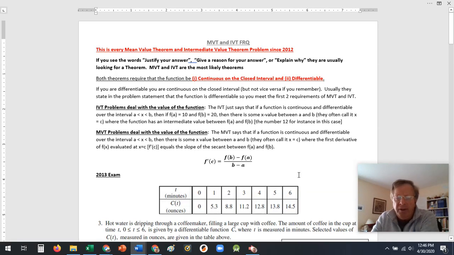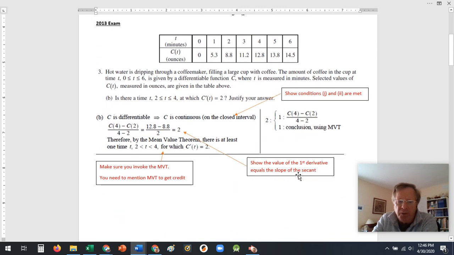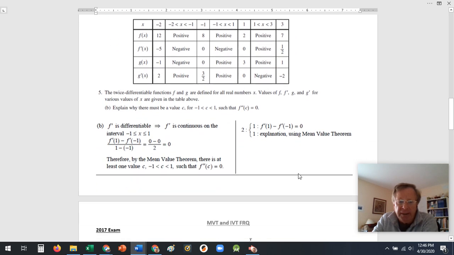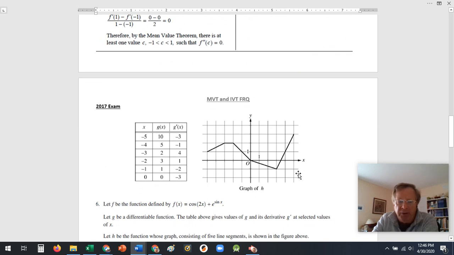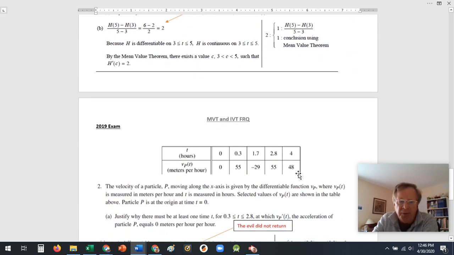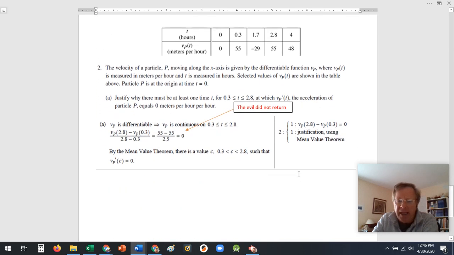All right, everybody, today I wanted to focus on mean value theorem and intermediate value theorem problems, the ones that have been since 2012. Just a quick scroll here. There was one in 2013. There were actually two in 2014. They skipped 2015 and 16 for some reason. 2017 had one, 2018 had one, and 2019 had one. So they show up just about every year.